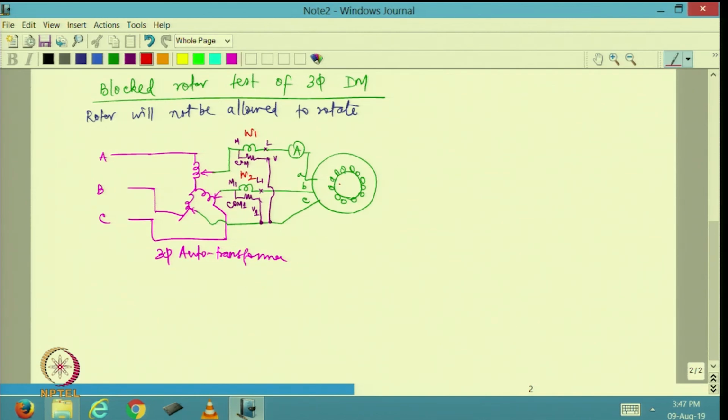Okay. Now, this rotor is blocked. Now, what we are going to do is to increase this voltage slowly until this current reads rated current.